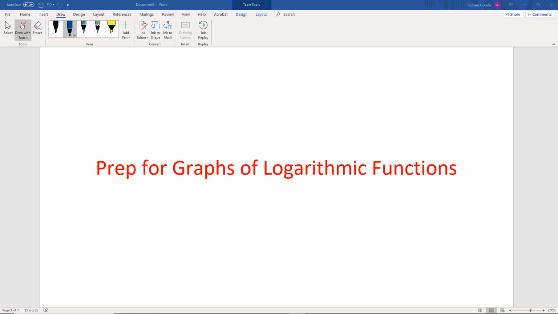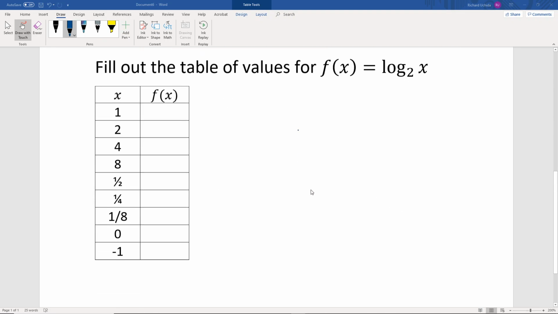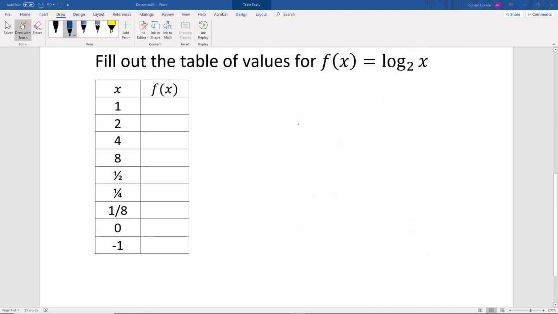Let's prep for the graphs of logarithmic functions by actually looking at the graph of a logarithmic function. And to do that, let's fill out the table of values for the function f of x equals log base 2 of x. So the base of this logarithm is 2.